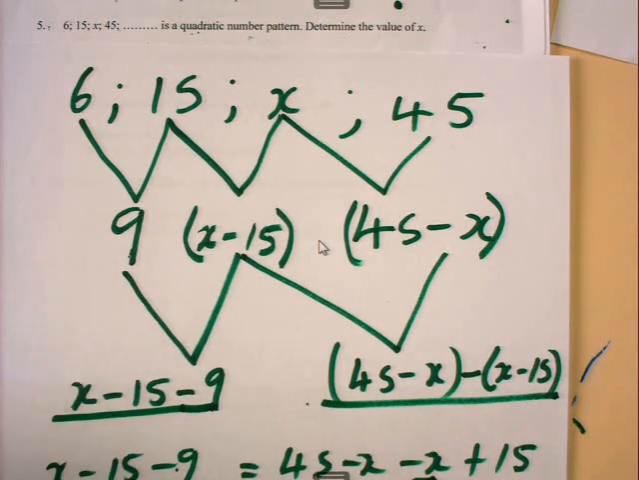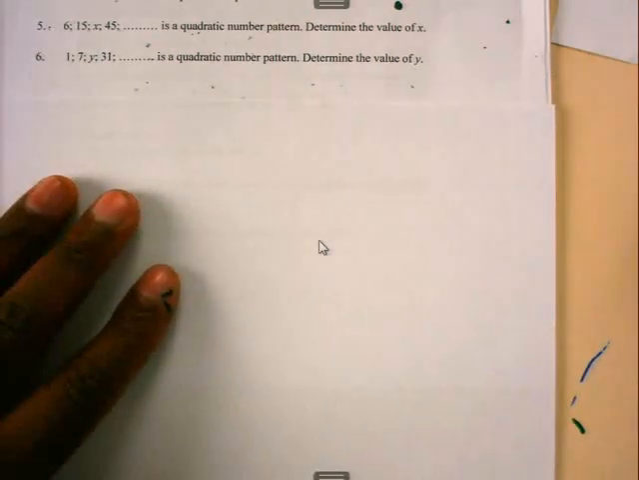Next one. I want you to solve this one. I'm going to give you 3 minutes for this one. Check number 6. You've got 1, 7, y, 31. It's a quadratic pattern. Determine the value of y. Thank you very much. I'm going to give you about 3 minutes to solve that one.